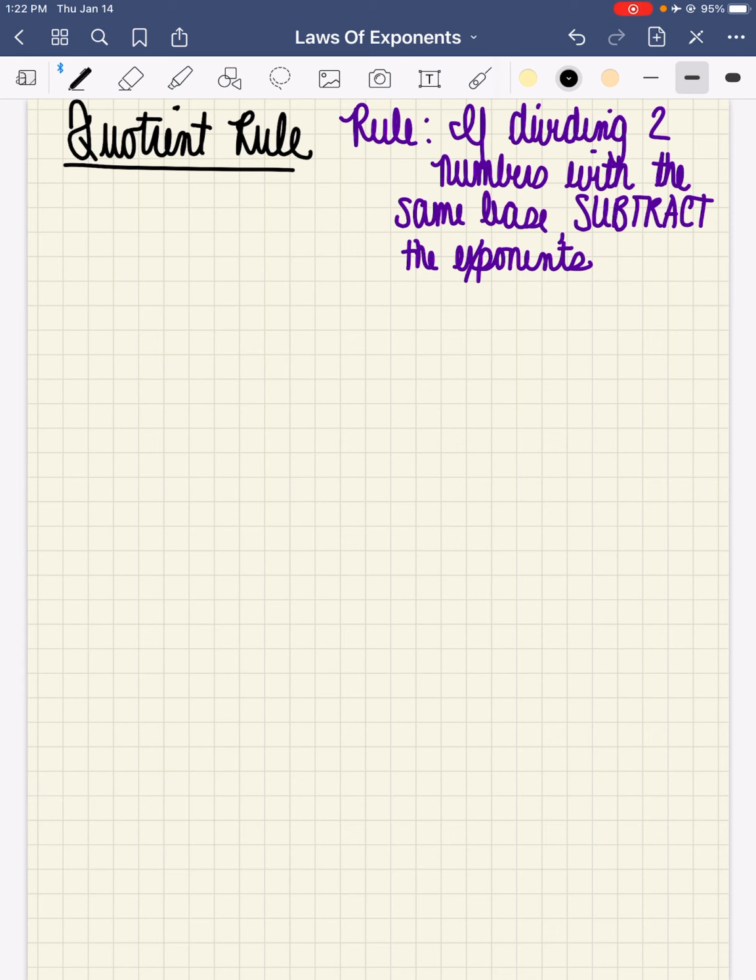So if I have the rule, here's the rule written out, a to the m power over a to the n power, that equals a to the m minus n. Okay, so that's just writing out the rule. I want to show you what I mean and how you could get that. Like, what's the explanation for why this works?